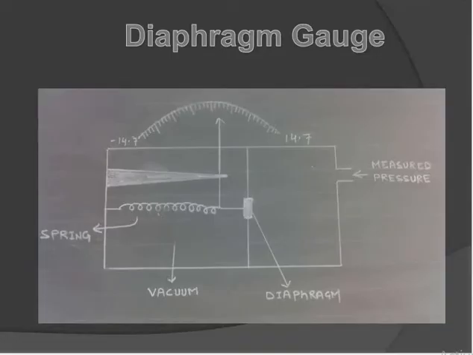Now we will see one more diagram, how the diaphragm gauge works, as a skeleton diagram. In it the measured pressure will be there, and a vacuum will be there, and the diaphragm will be there. The diaphragm is connected to a spring, and that spring is connected to a pointer, and that pointer shows on the scale. Here I am clearly showing minus 14.7 to plus 14.7. Here the vacuum will be there.